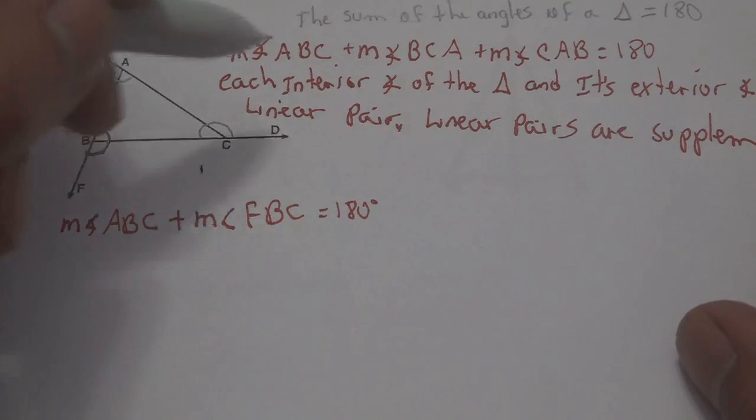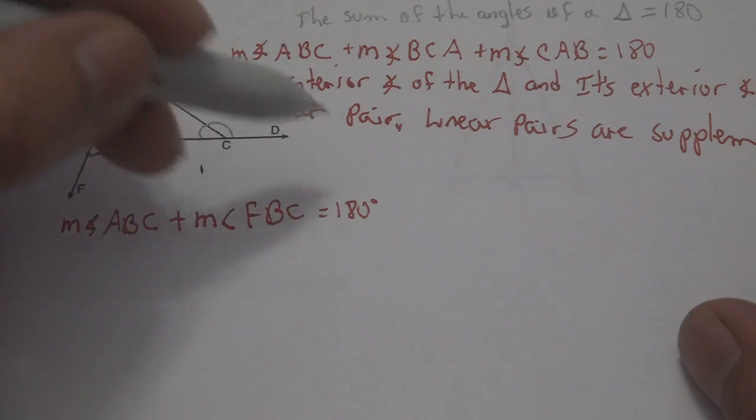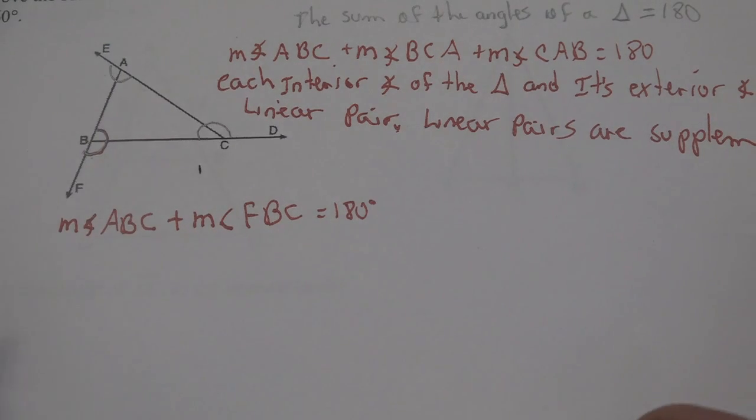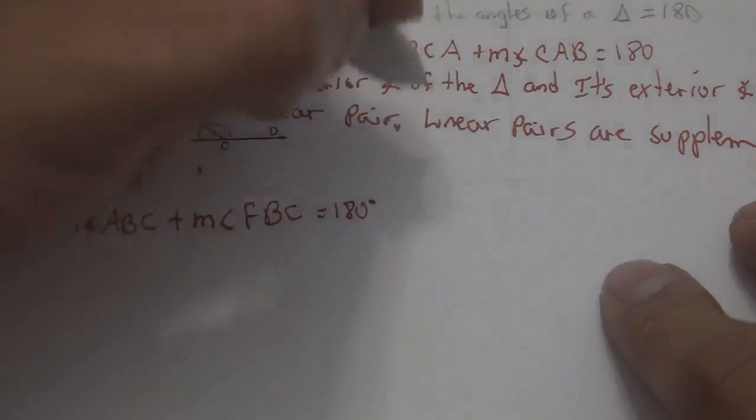Then I'm gonna say that the measure of this angle and this angle is 180, and the measure of this angle and this angle is 180. We have to be very specific. That's why. All right. So comma.